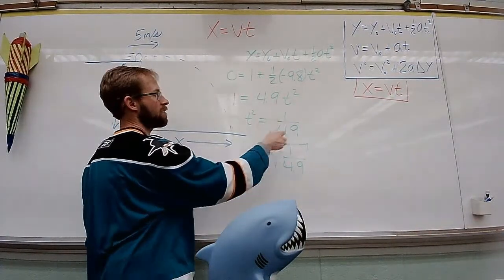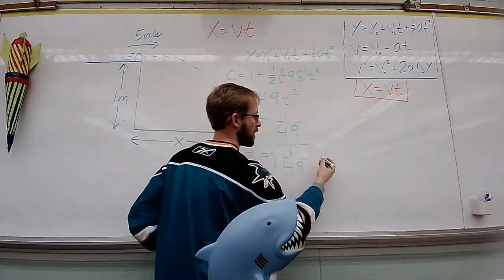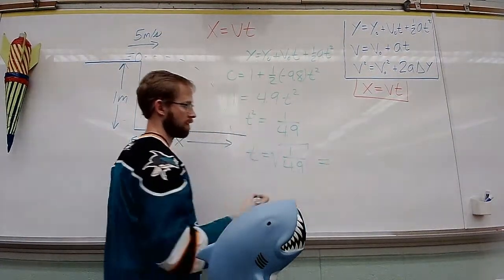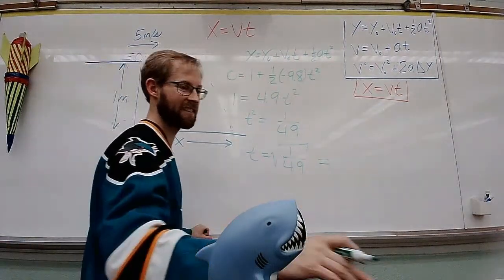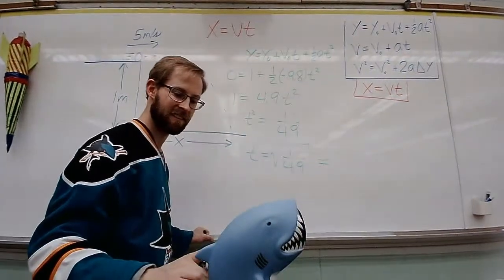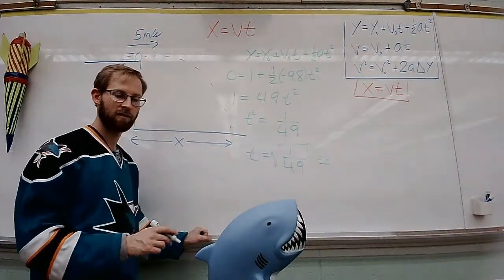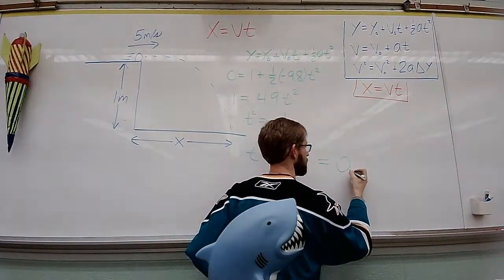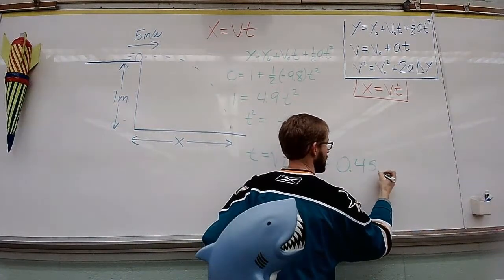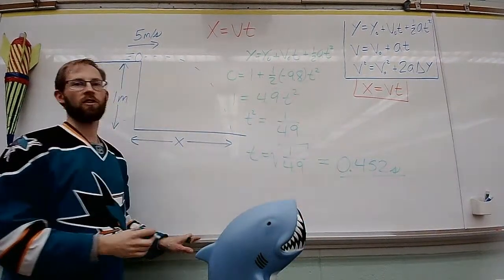So when you do this all, your time is going to be equal to the square root of 1 over 4.9. Anybody calculate that? 0.45. Very good. Are we keeping track now? So we have our time.